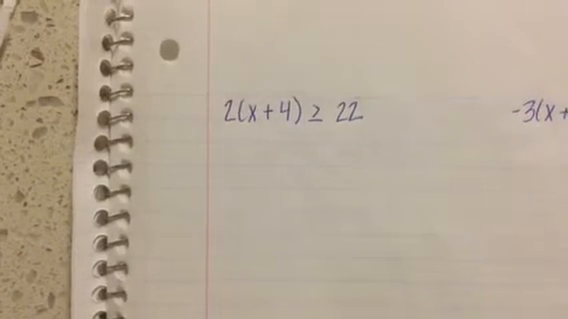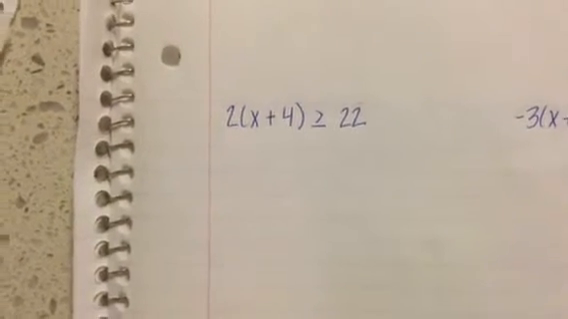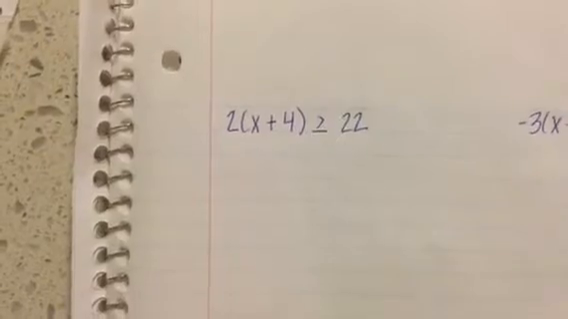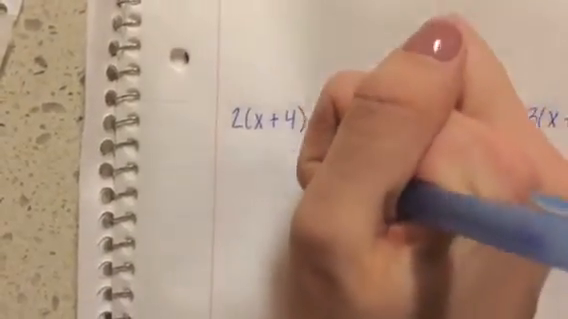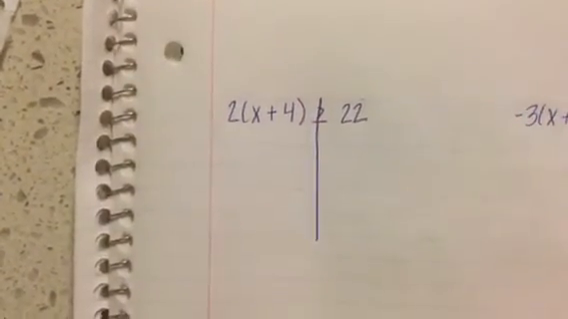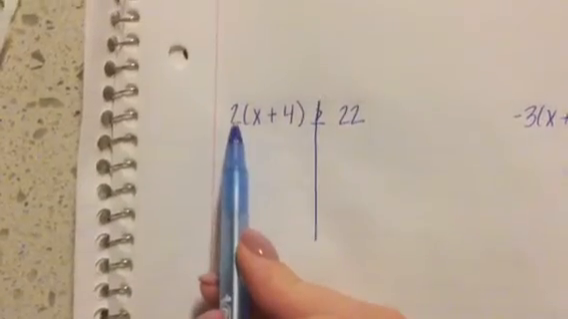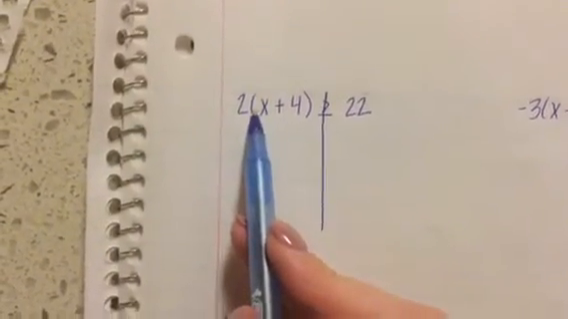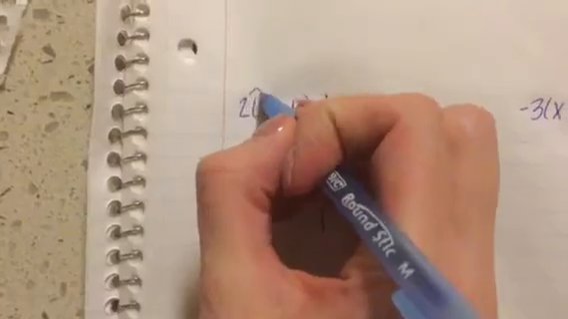We are going to work on learning target 1C, which is solving inequalities. If it helps you, go ahead and draw your line down the middle. My first step is to recognize that I have a number outside of my parentheses, so I need to do the distributive property.